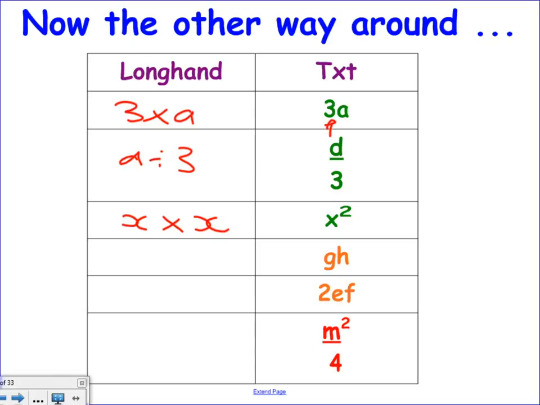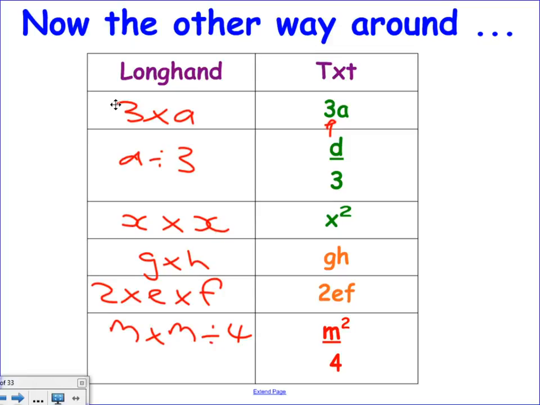GH means what? G times h. Yeah, that's all it means. The only thing that's missing is a times. 2EF. 2 times e times f. Everyone getting these? Happy with that? So all that's missing when we've got numbers and letters stuck together are the multiply signs, or the divide signs when it looks like a fraction. The last one then, m squared times m divided by 4. There you go.